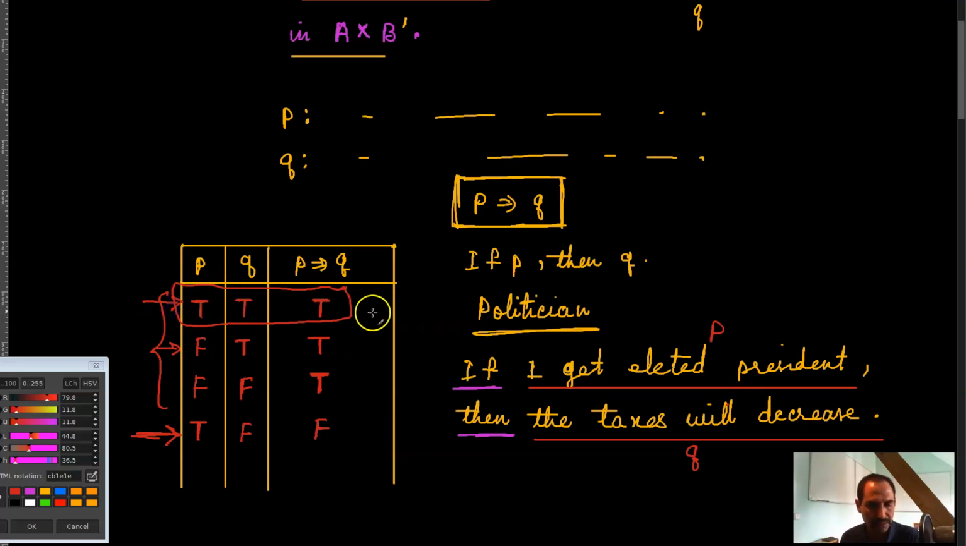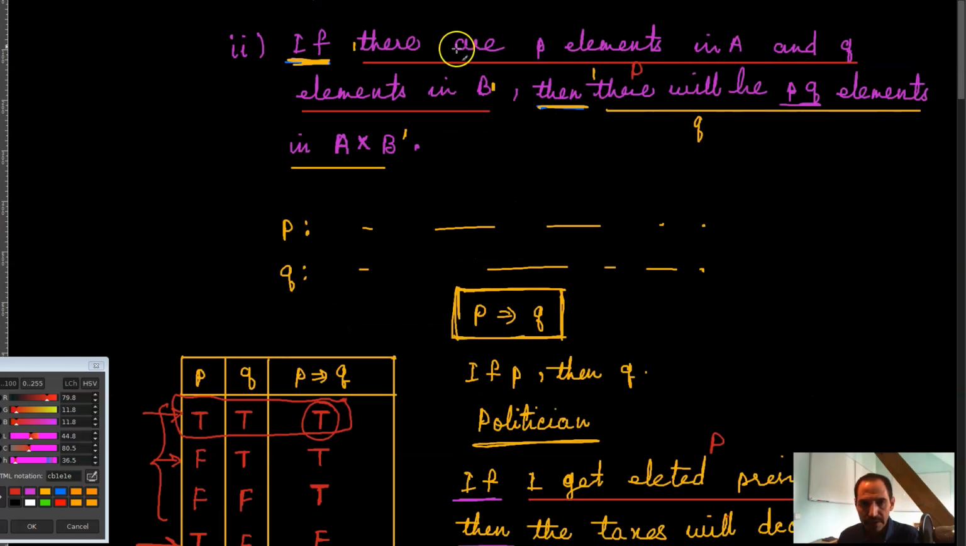Now, if you pay attention to this particular situation, true, true, true, what we are saying is that if P is true, and of course I'm assuming that P implies Q is supposed to be true, I don't want to make a false statement. Assuming that I'm making a true statement, then if P is true, Q necessarily has to be true, right? That's basically why I'm saying if P is true, Q has to be true, because I'm assuming that P implies Q is true, right? So I have the same situation here. If there are P elements in A and Q elements in B, then there will necessarily be P times Q elements in A times B, in the Cartesian product of A and B.